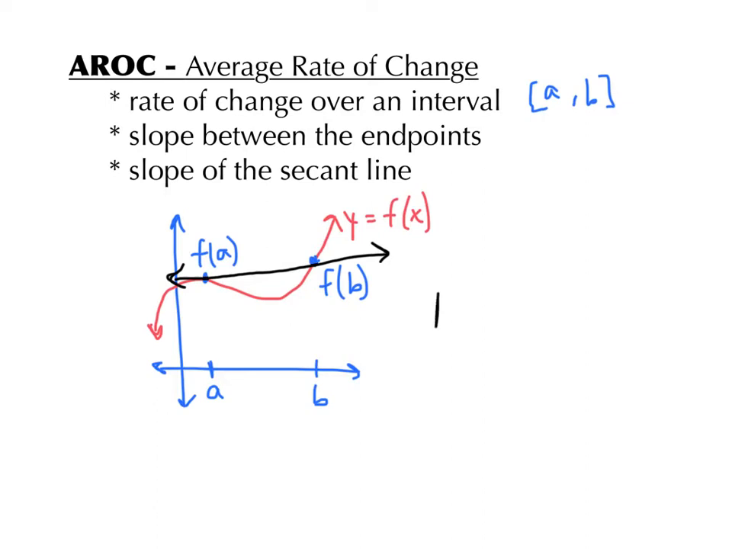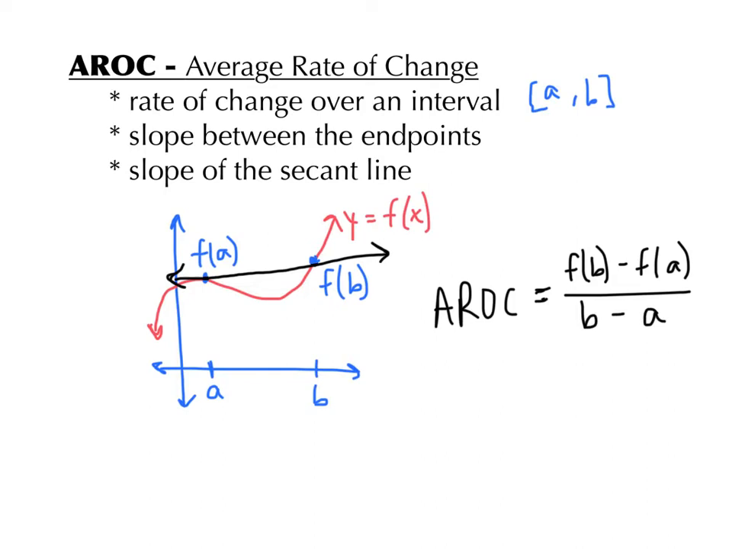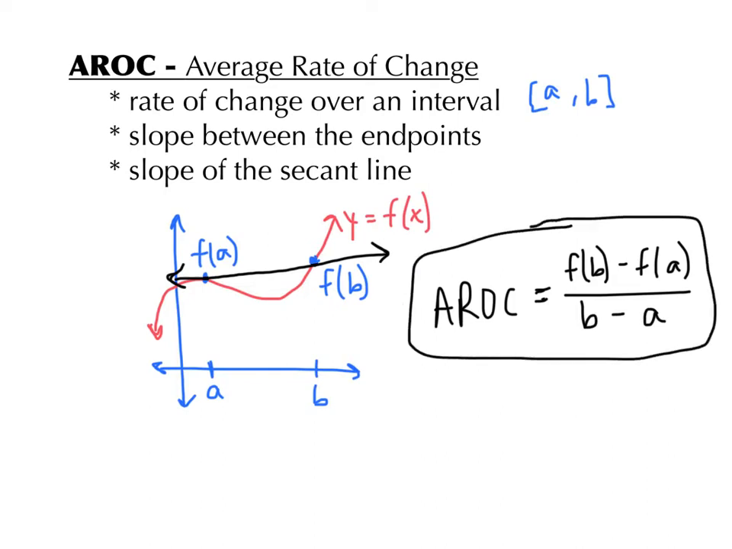So if I'm talking about the average rate of change, I said it's the slope of the secant line, which is the change in y. Well, what are my y values here? They're f of B and f of A. So it's f of B minus f of A over the change in x's. And what are my x's? B minus A. And so this is the formula for average rate of change over the interval A comma B for the function f of x.